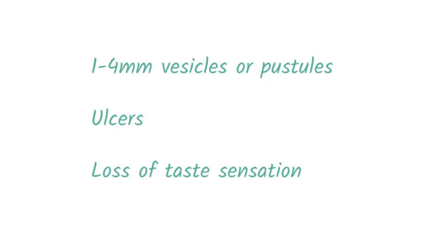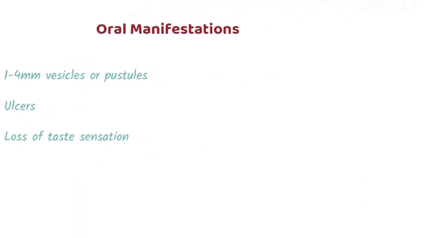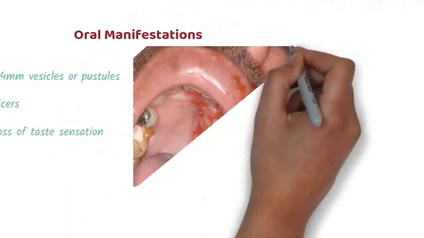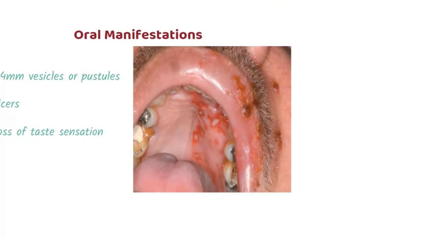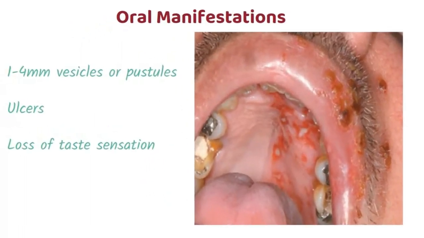1 to 4 mm vesicles or pustules, which rupture to form ulcers, are seen in the buccal mucosa, tongue, uvula, pharynx, and larynx. These vesicles or ulcers are seen unilaterally only and do not cross the midline. There is loss of taste sensation in the anterior 2/3 of the tongue.